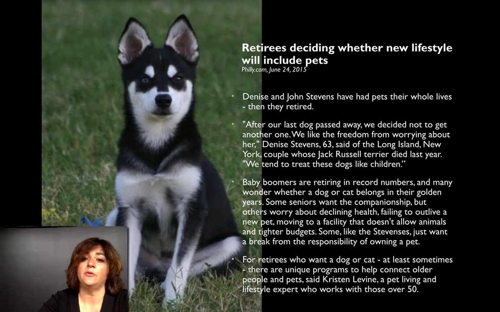Here's another example, just to give you an idea of how the story goes a little bit longer. We have this lead here of Dennis and John Stevens, and then we get into this: baby boomers are retiring in record numbers. So they're the baby boomers, they're the ones who are getting a pet, and then this is what the story is about, this nut graph.